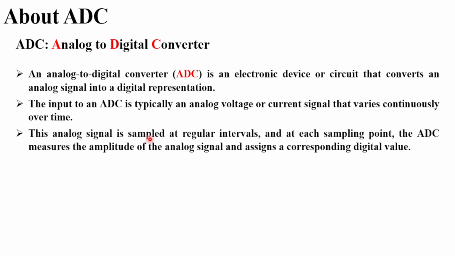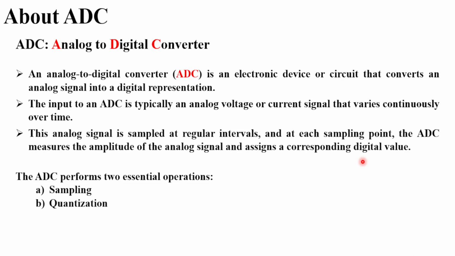The analog samples are read at a particular interval, and that is known as the sampling period. At each sampling point, the analog to digital converter reads the amplitude of the analog signal and converts it into its digital value. Basically, an analog to digital converter performs two operations. The first operation is called sampling and the second operation is known as quantization.